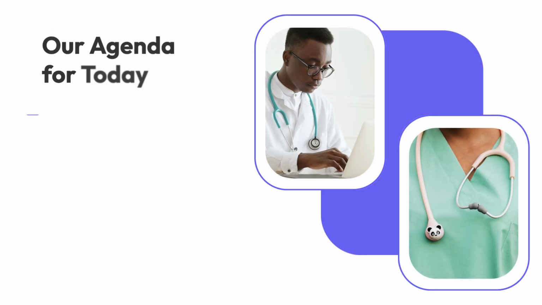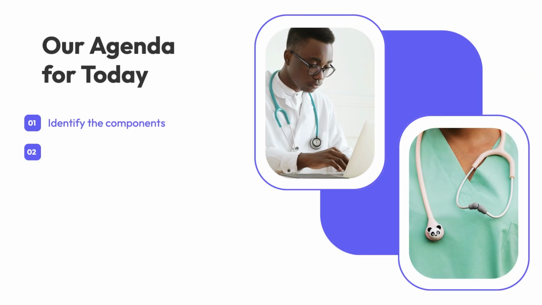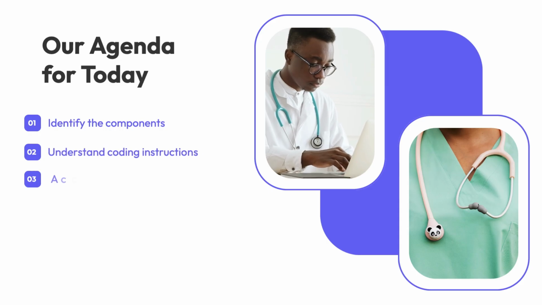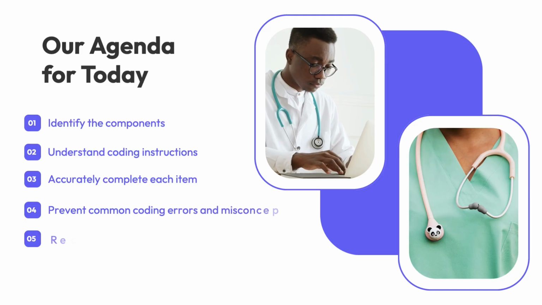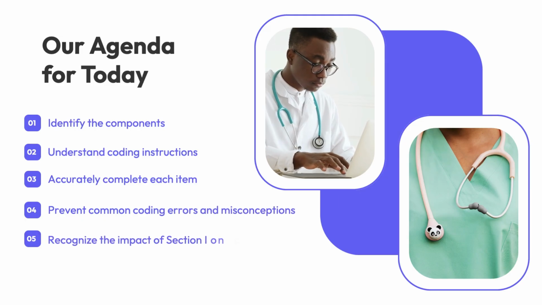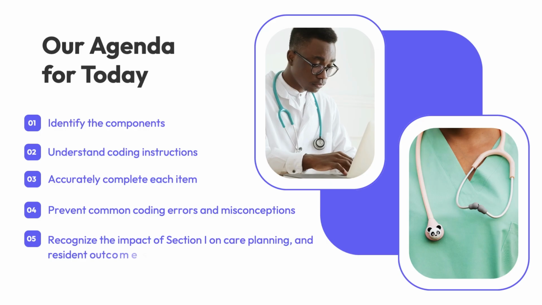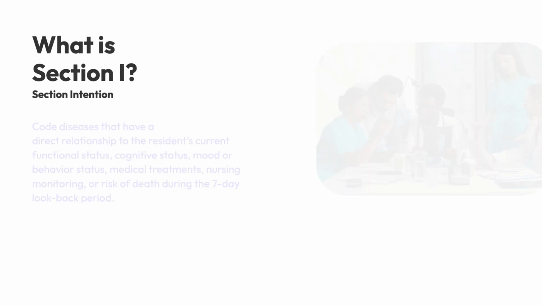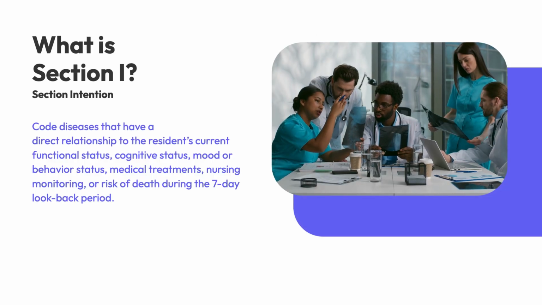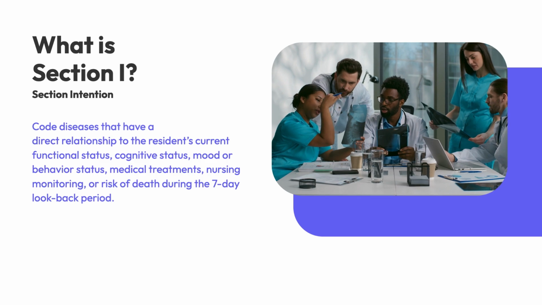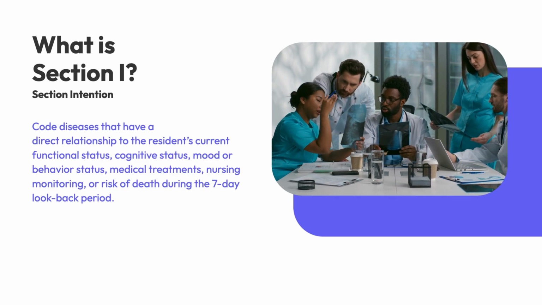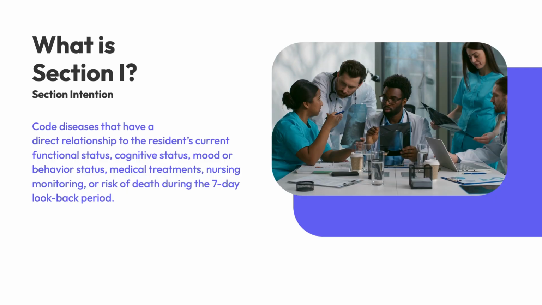In this video, we'll help you identify the various components of Section I, understand the coding instructions, accurately complete each item, prevent common coding errors and misconceptions, and recognize the impact of Section I on care planning and resident outcomes. The items in this section are intended to code diseases that have a direct relationship to the resident's current functional status, cognitive status, mood or behavior status, medical treatments, nursing monitoring, or risk of death.